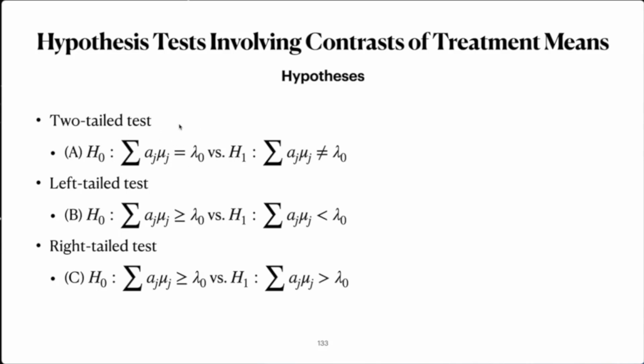The sum of a sub j times mu sub j equal to lambda sub 0, being the null hypothesis for the two-tailed test, against the alternative hypothesis that the sum of a sub j times mu sub j is not equal to lambda sub 0. And then the appropriate types of null and alternative hypotheses for a left-tailed test and a right-tailed test. All right, so again, the linear combination, and in particular, in this case, the contrast between 2 or more treatment means is being expressed using this linear combination notation.